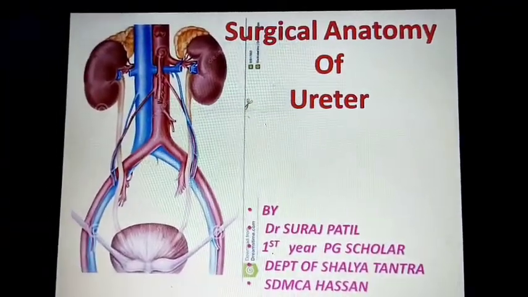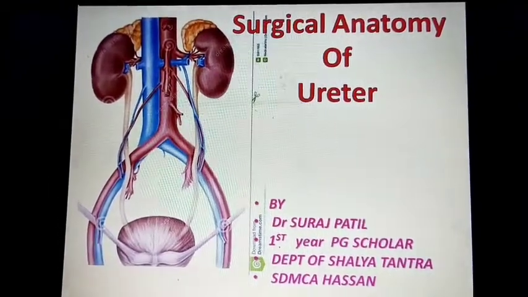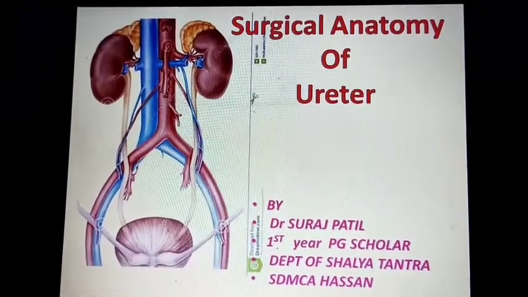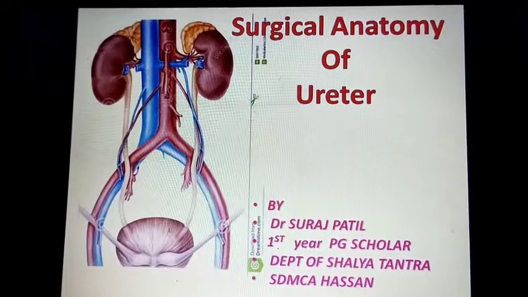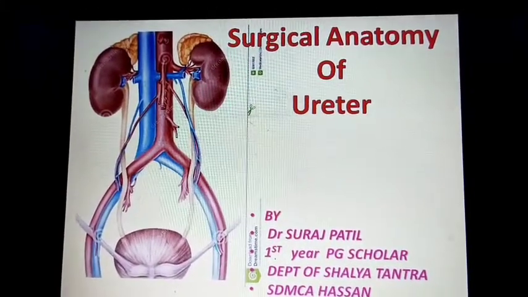Good afternoon, everyone. Today we will go over the anatomy of the ureter. Ureters are tubes made up of smooth muscles that propel the urine from the kidney to the urinary bladder.